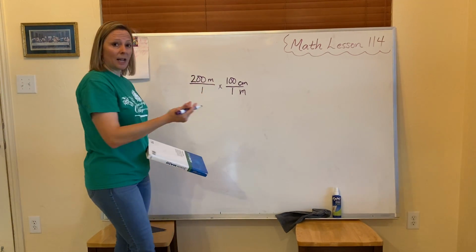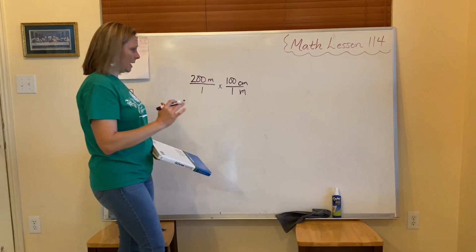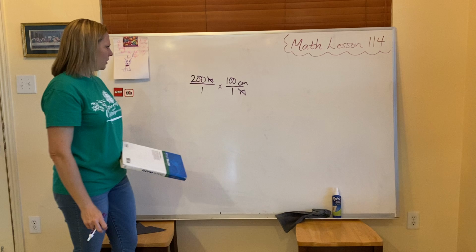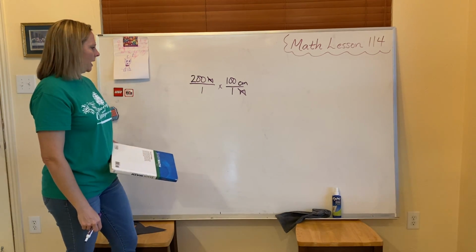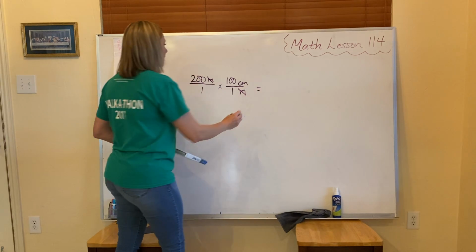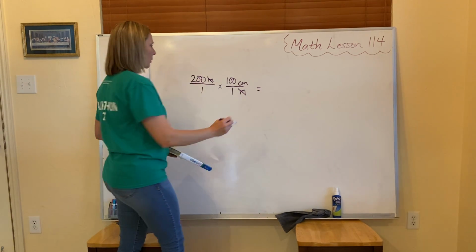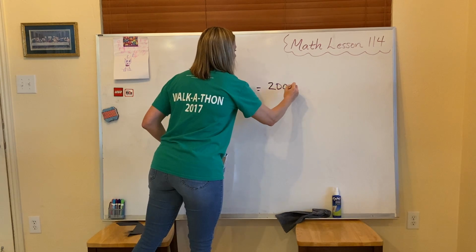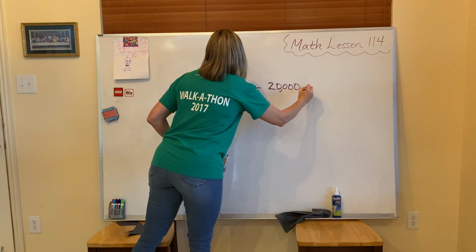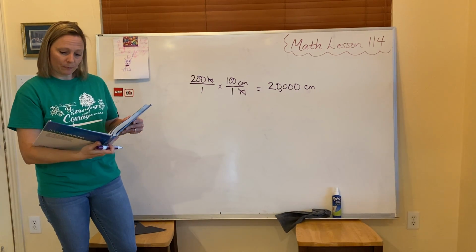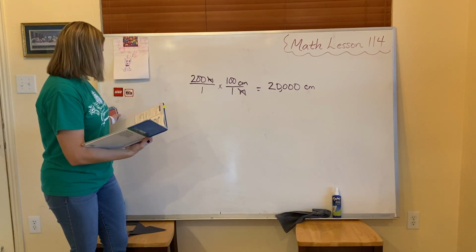So let's cancel out like units in numerator and denominator, which here would be meters. Can we reduce? No, we can't reduce. We have 1 on the bottom already. So 200 times 100 is equal to 2 with 4 zeros at the end. Centimeters. 20,000 centimeters.